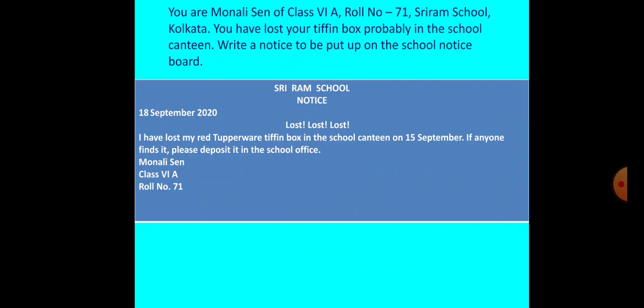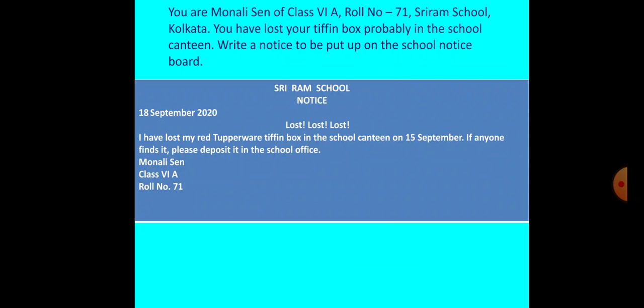So first of all, the very important thing is we will make a box, and inside that box we will write first of all the name of the organization. So it is Shri Ram School. So you will write Shri Ram School in the center, and then after leaving one line or some gap we will write the heading, that means the title, notice.